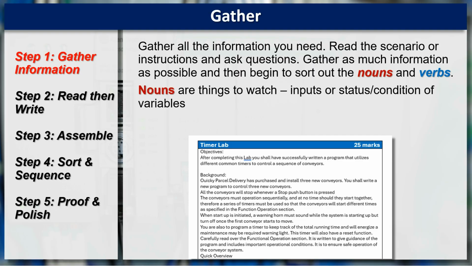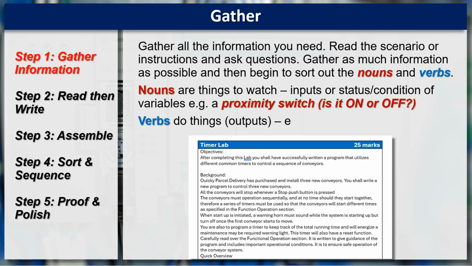Nouns, as far as PLC programming is concerned, are things to watch. Inputs or status condition of variables, such as the proximity switch. Is it on or is it off? Verbs do things. They're the outputs. Timers, for example, count seconds.